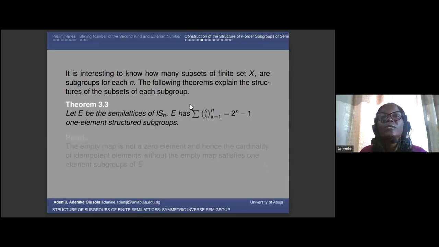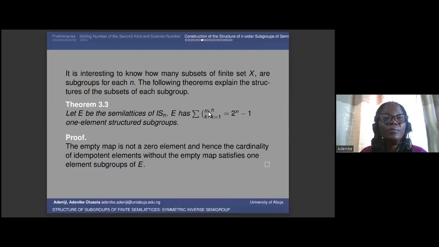So then it is very important, like I stated earlier, we saw that, okay, one element structured subgroups, how many of them do we have? So we have 2 raised to n minus 1. And this is combinatorial in nature, so it can as well be expressed in this form. So that is the proof of this theorem. So we have 2 raised to n minus 1 element structured subgroups.